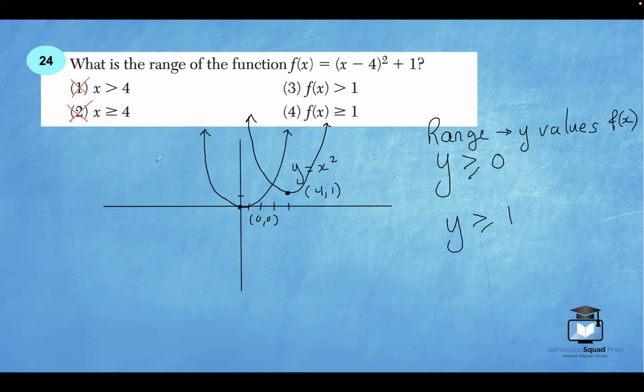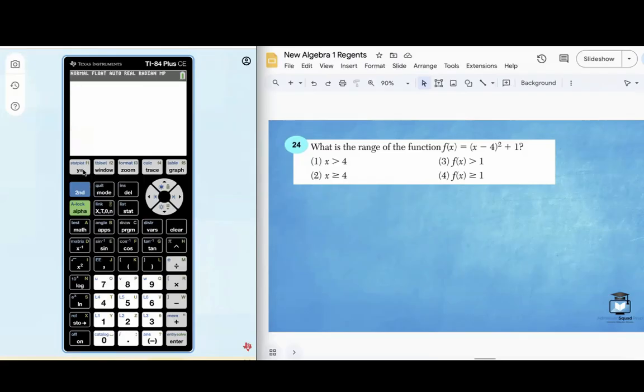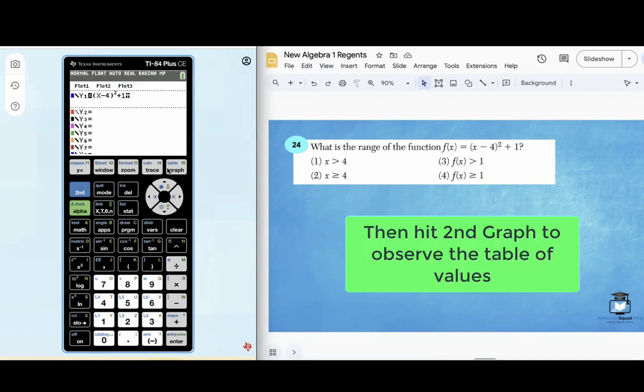Now let's also take a look at the calculator so you can see how you could have done this very quickly. So again, remember, range is y values, f of x is the same thing as y, so we could have easily eliminated 1 and 2. We're going to start by hitting the y equals button, and we're going to enter our function right into y1. So we have open parentheses, x -4, close parentheses, then we're going to square it, and then we're going to add 1, right? So now let's take a look at our graph.